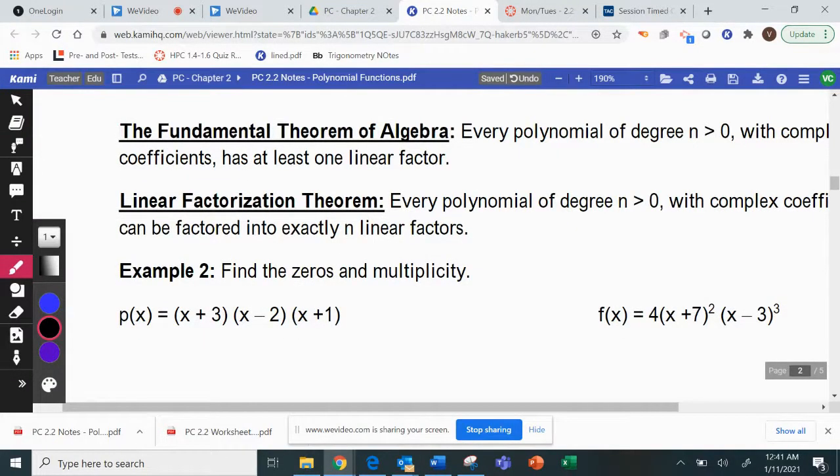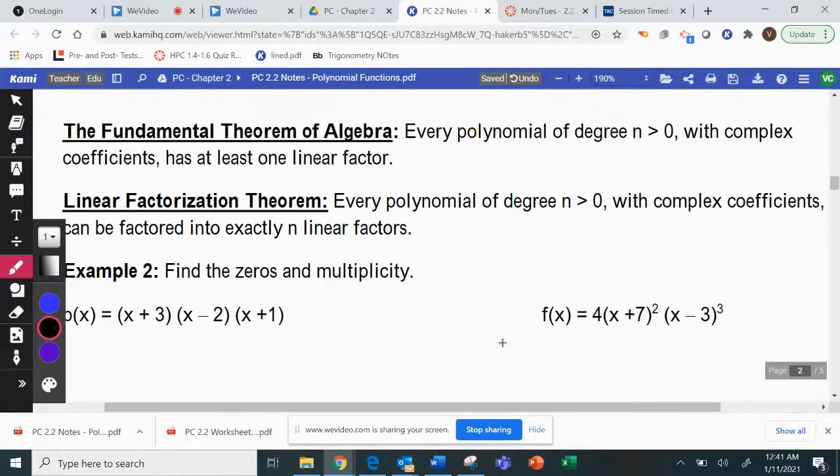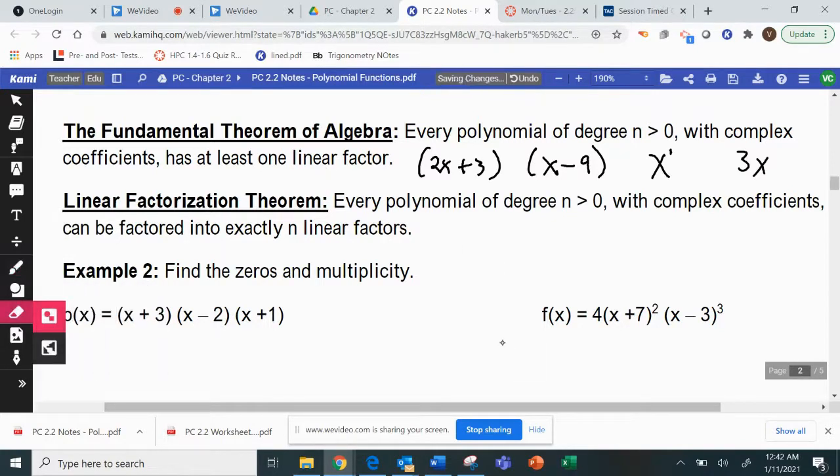The fundamental theorem of algebra: every polynomial of degree greater than 0 with complex coefficients has at least one linear factor. A linear factor is a factor that by itself, if you just graphed it, would be a line. A linear factor could be 2x plus 3. A linear factor could be x minus 9. It's going to have x to the first power. A linear factor could be 3x. A linear factor could just be x. Could be x squared, but no, that wouldn't be a linear factor. Just kidding. So anyway, it has at least one linear factor. These are all linear factors.